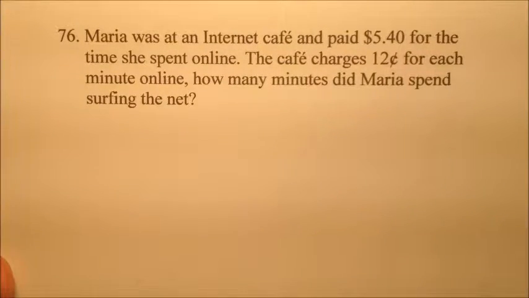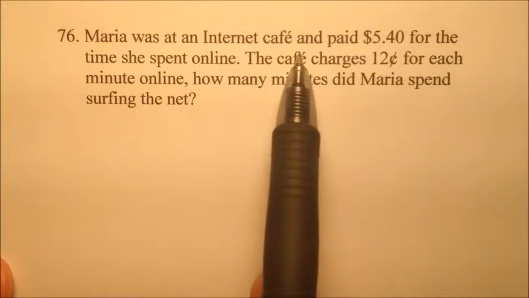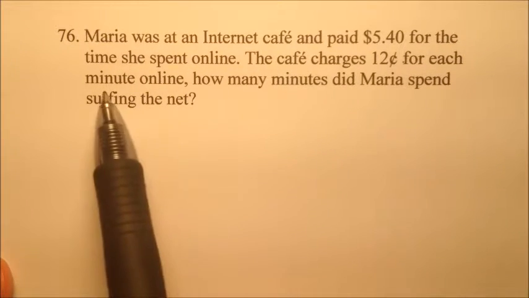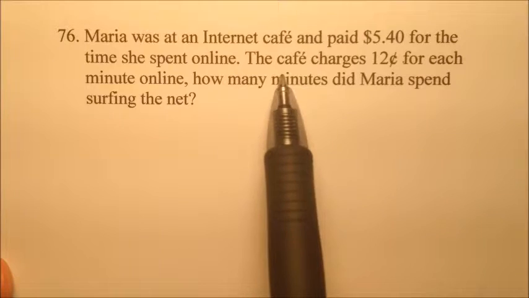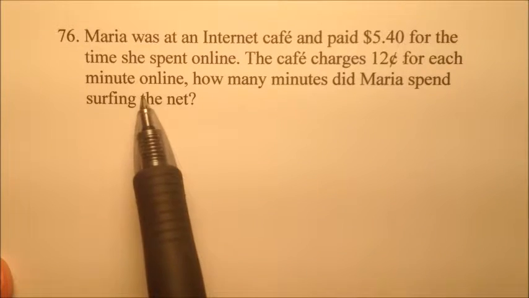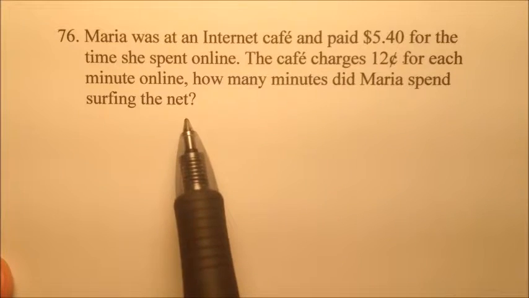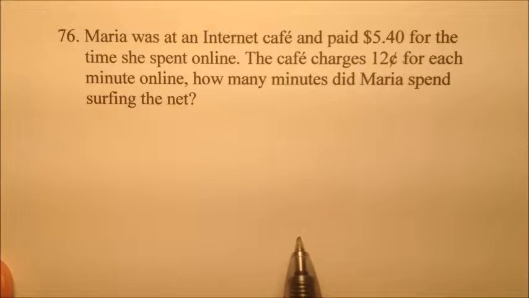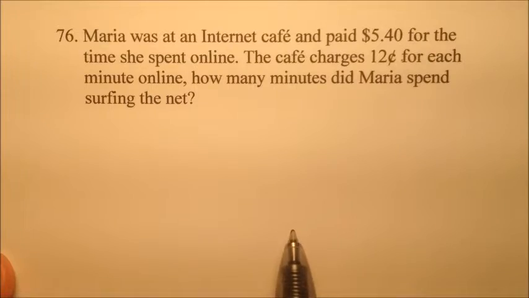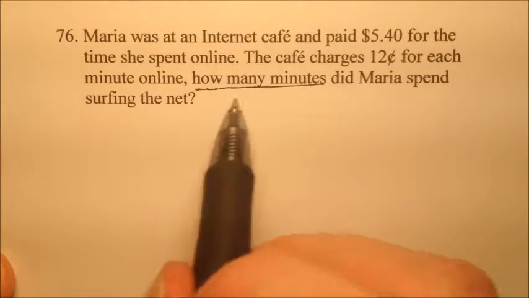And number 76 says, Maria was at an internet cafe and she paid $5.40 for the time that she spent online. Now the cafe charges 12 cents for each minute that people spend online, so how many minutes did Maria spend surfing the internet? So we can set up an equation here, but first we're going to define our variable. So how many minutes, that's what we're looking for.